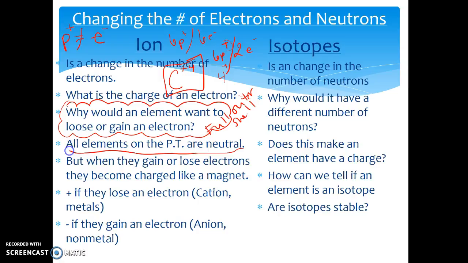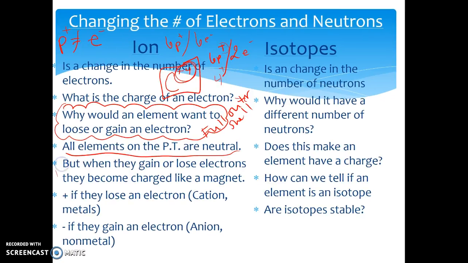All elements on the periodic table are neutral. It's not until you find one that's not on the periodic table that it's not neutral. And if it's not neutral, like I said, it will have this charge up here in the upper right-hand corner. The next question is, but when they gain or lose electrons, they become charged like a magnet. That is true. Whenever it becomes charged, it's going to want to find its opposite charge in order to cancel each other out. And what I mean by that is, let me erase this up here.